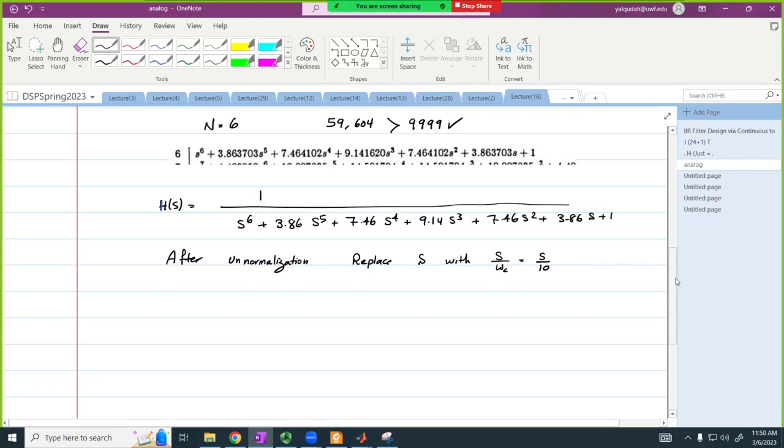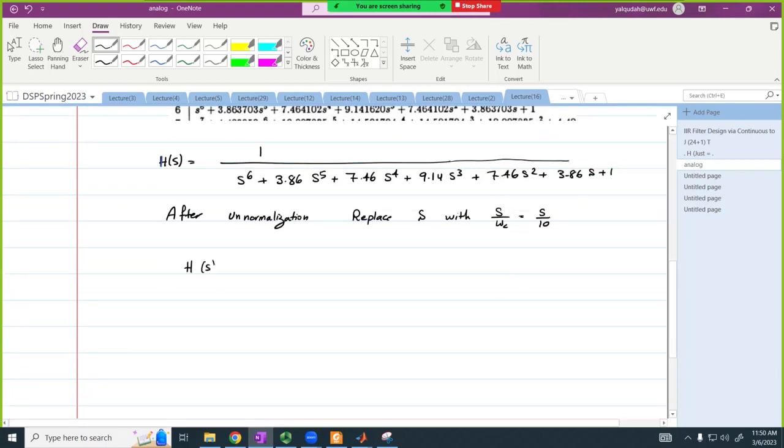Together? So if you do that, we're going to get H of s that is equal to 10 to the power 6 divided by s to the 6 plus 38.6 s to the 5 plus 746 s to the 4 plus 9141 s cubed plus 74641 s squared plus 38,637 s plus 10 to the power 6. Together?